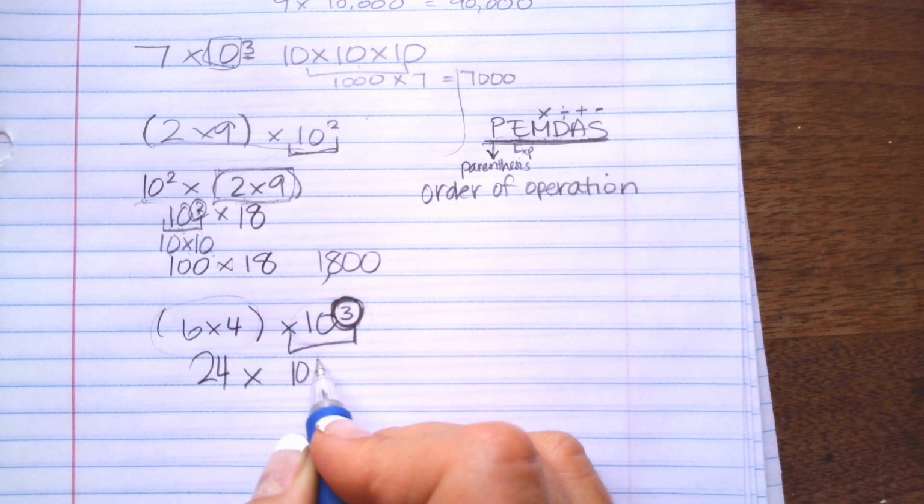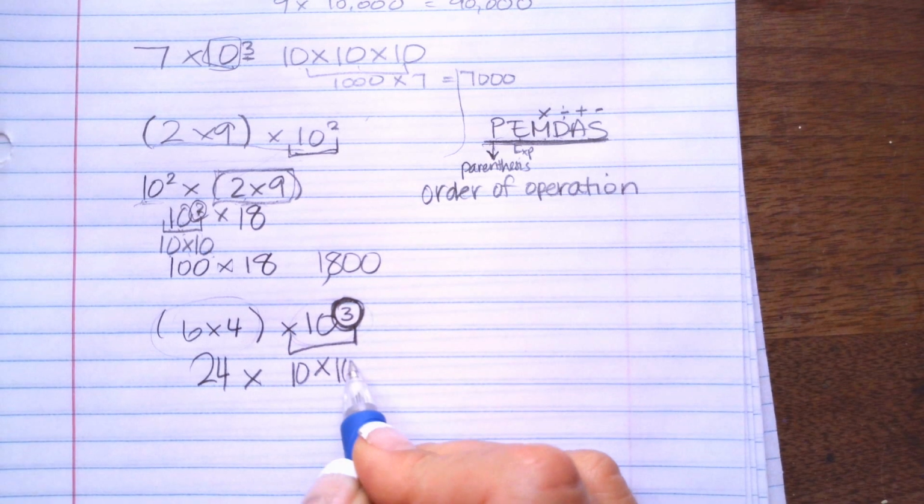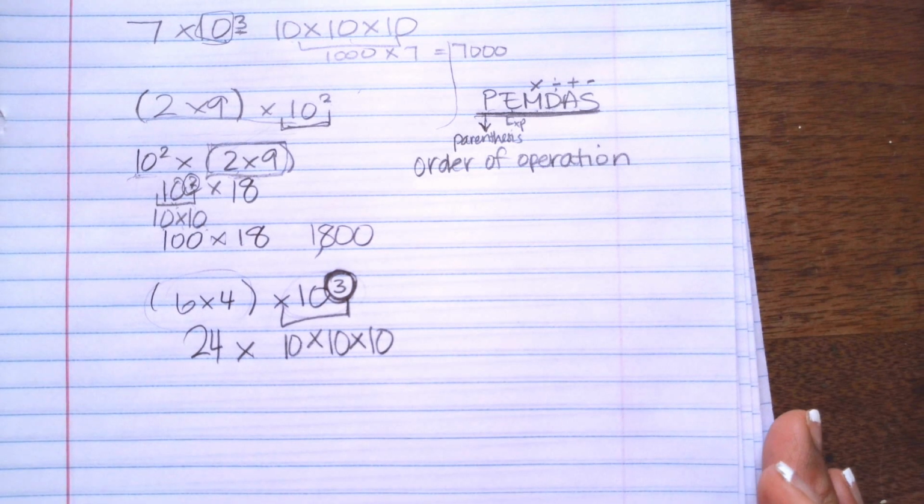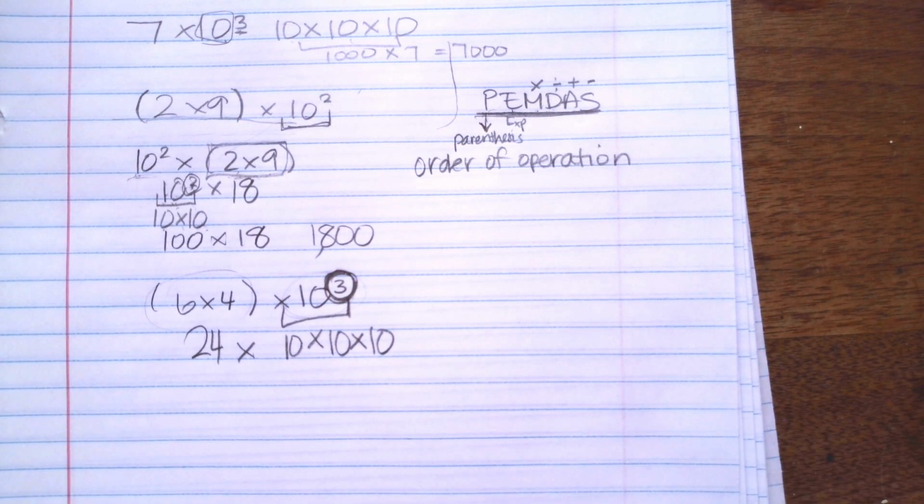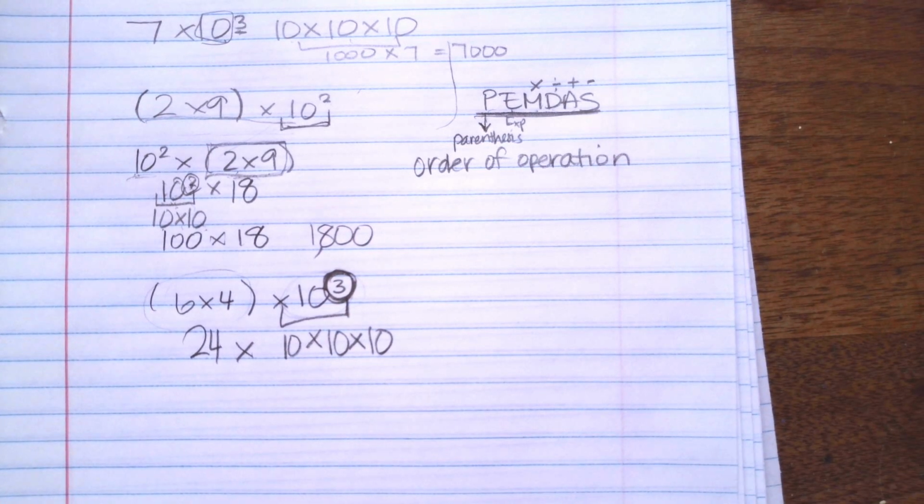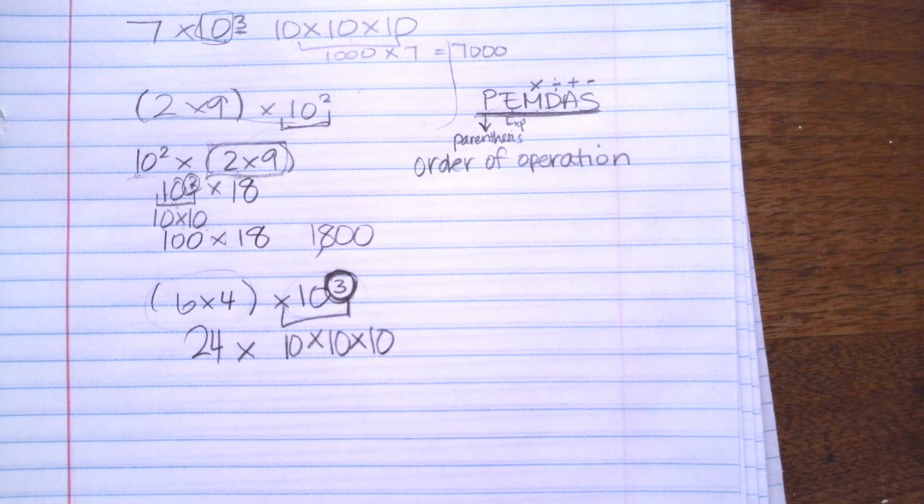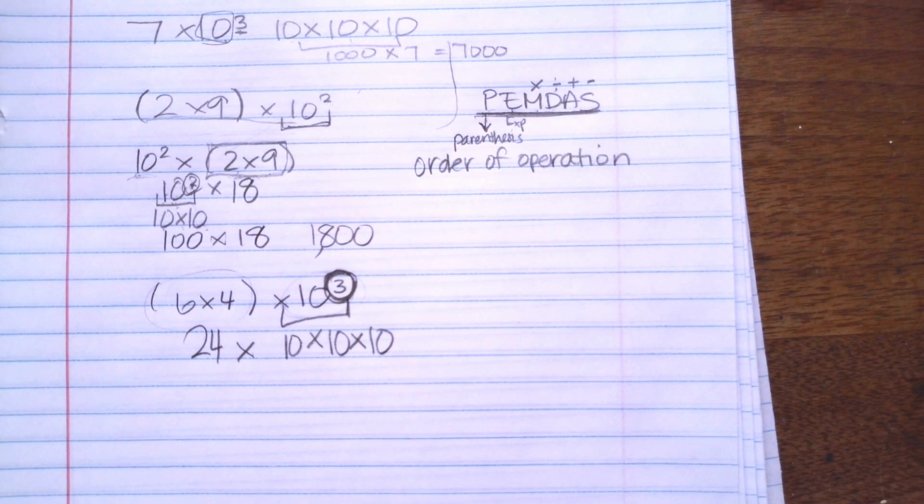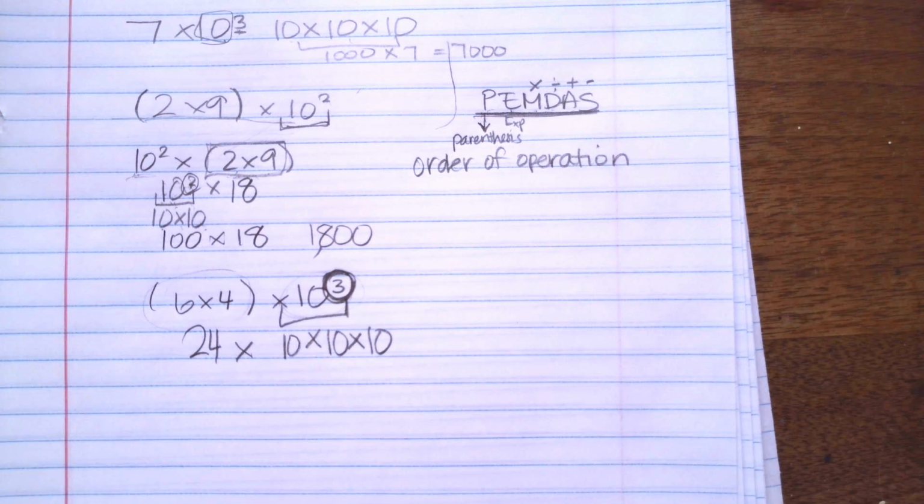No, honey, it's 10 times itself. Write it out like I do, like this, and then tell me the answer. No, honey. 10 times 10 times 10. What is 10 times 10? 100. Times another 10. No, times 10, not times 2.